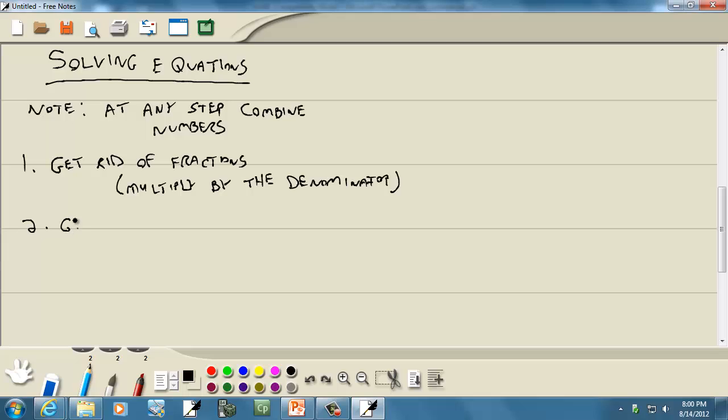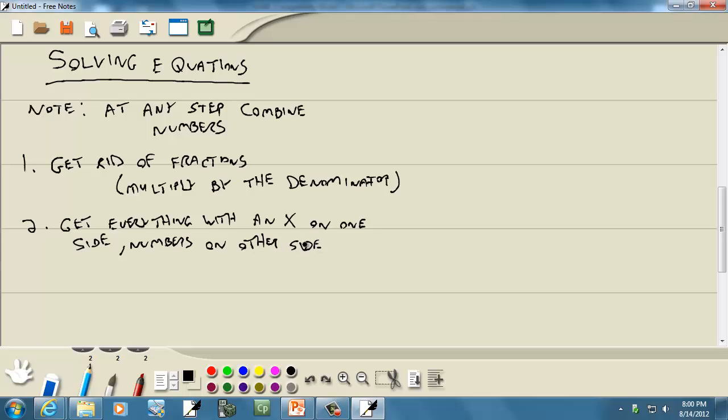Now, third step is get everything with an x on one side, numbers on the other side. And step 4, divide both sides by the number in front of the x.